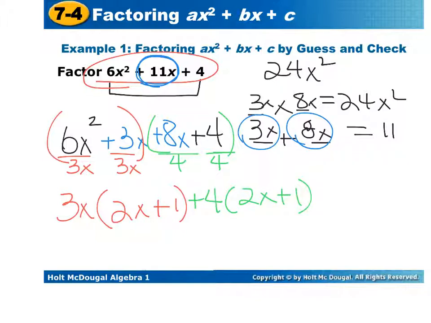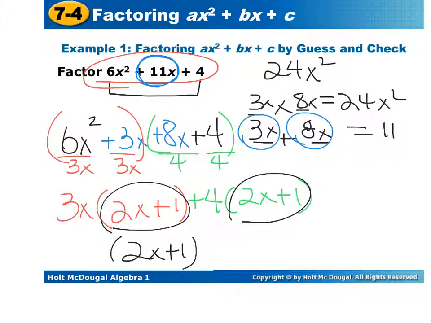Notice that these two look the same. So in your answer, you write it once, and then take the two numbers outside of the parentheses and put it in a binomial. You don't have to put the plus 1 there, right? You could just leave the 2x. You have to put the plus 1.